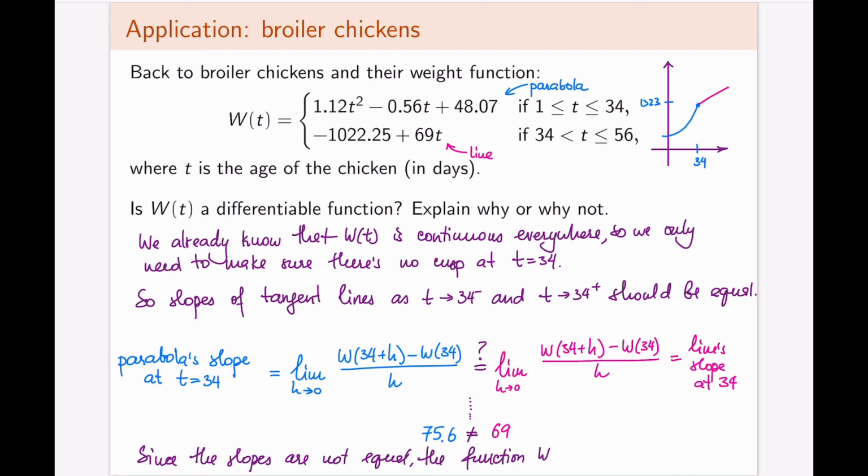Notice that the function w of t is not differentiable at 34. As I just started saying, notice that I have to be specific that it's not differentiable at 34. It is in fact differentiable everywhere else. The parabola will have a unique and existing tangent line at any point. The line will have a unique and existing tangent line at any point. So it is only at 34 that I cannot draw a unique tangent line, and therefore it's only at that point that my function is in fact not differentiable.